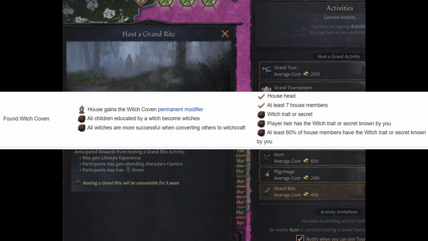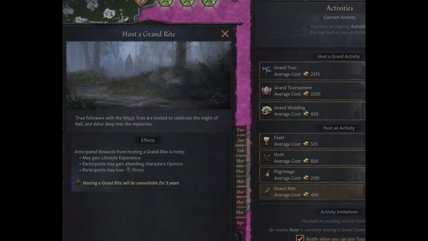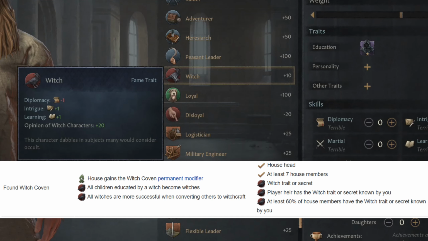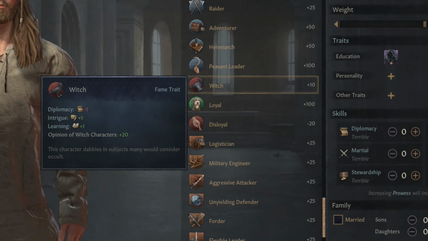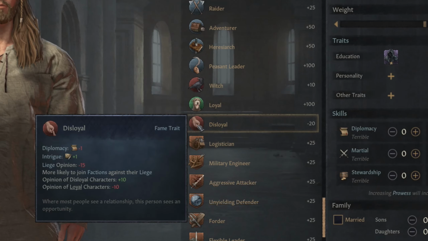Witch is OP if you can take the Witch Coven decision, as it will let you go on grand rite activities, which essentially gives you extra perks every 5 years. It can be hard to become a witch in game, and even harder to form a coven later in the game once your family size grows. Be careful again if you're a vassal and your faith criminalizes witchcraft. Disloyal is a great point refund, so I always get it.